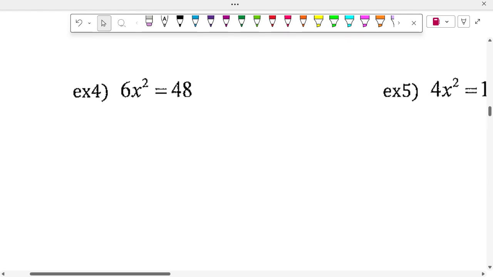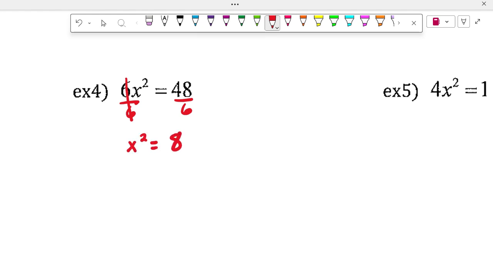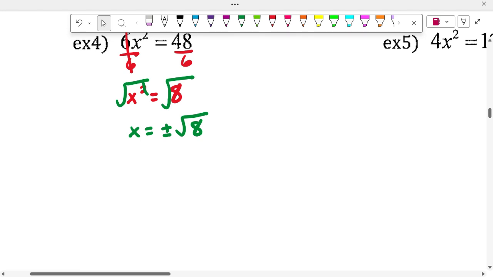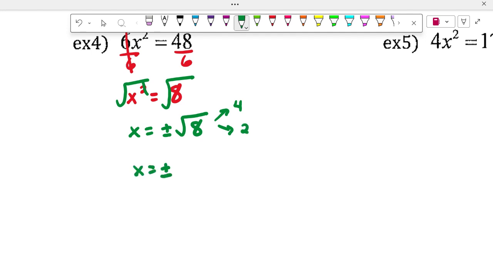Example 4, what do I do first? Divide by 6. Do not take the square root first. Remember PEMDAS, multiplication comes before exponent. So I get x squared is equal to 8. Then what do I do? Square root both sides. X is equal to plus or minus the square root of 8. Can 8 simplify? Yep. How do I break it apart? 4 and 2. So x is equal to plus or minus what? 2 square root 2. 2 square root 2.